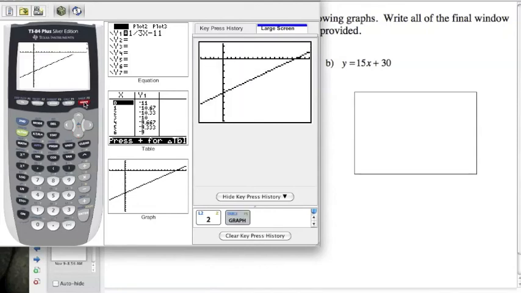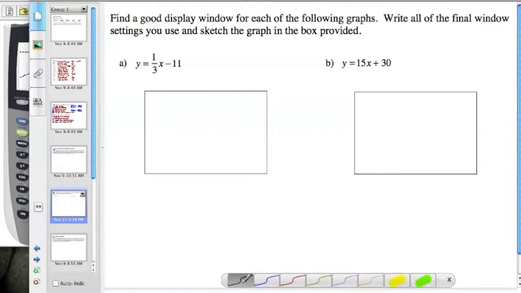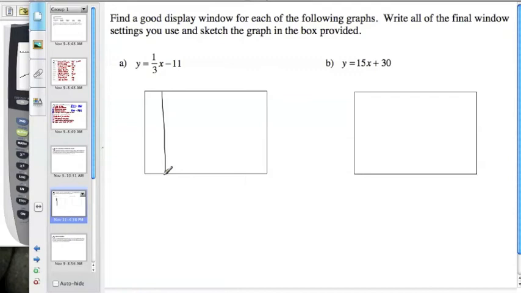Let's see. That looks much better. Okay, so what we're going to do now is go back into our window. We're first going to sketch this graph. So the first thing I'm going to do is sketch this graph in this box here. I basically had my axes here. They looked like this, and then this line kind of went like this. Okay, so there's the sketch.